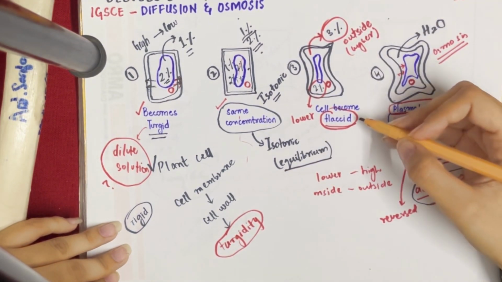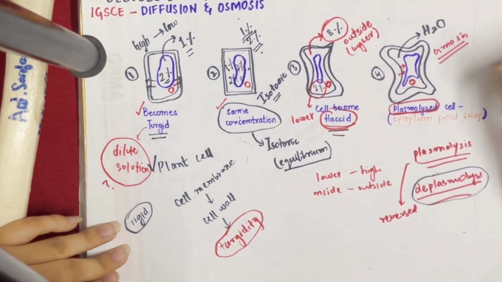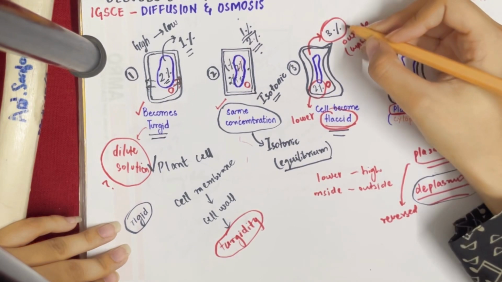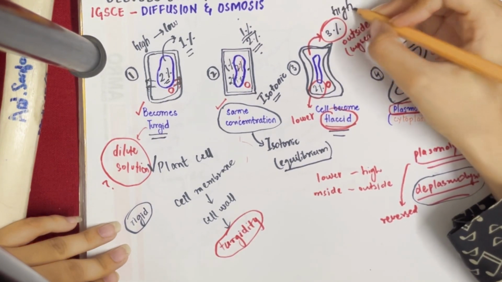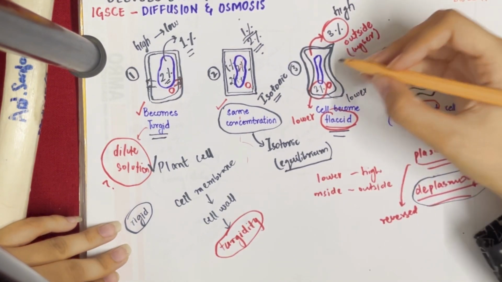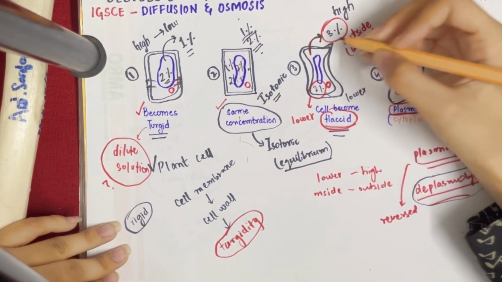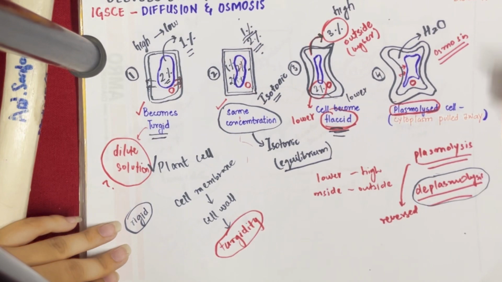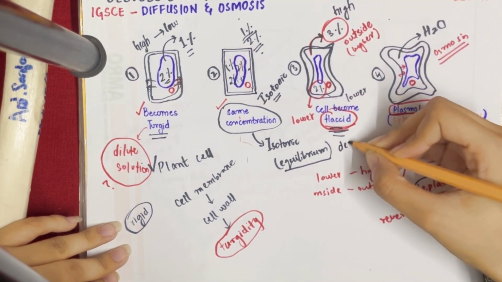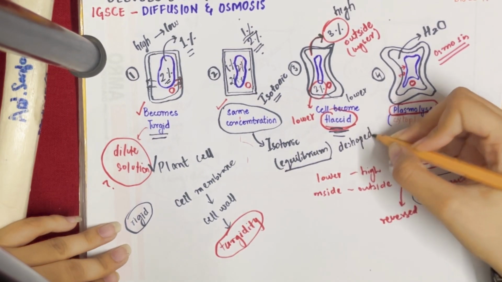Alright. The third condition says when the cell becomes flaccid. And when does it occur? It occurs when the solution outside is in a higher concentration and the one inside is in a lower concentration. In such a condition, the water moves from inside to outside and the cell becomes flaccid. By the term flaccid, it means that it becomes very droopy and it is not very rigid in structure.